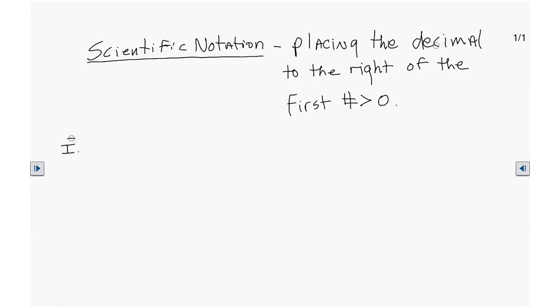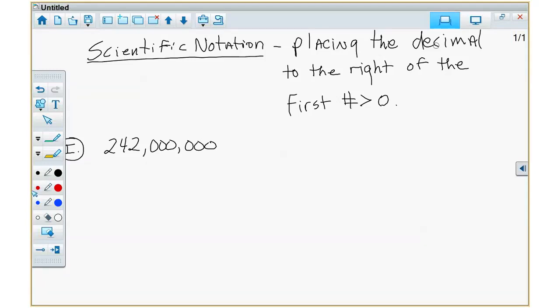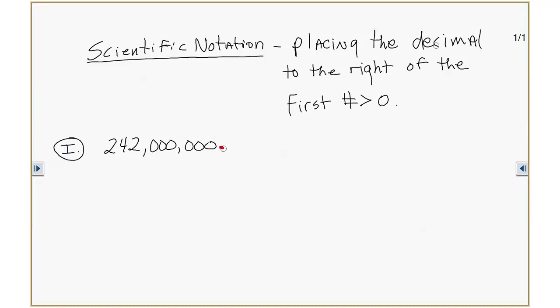The first part is taking a big number, 242 million, and writing it in scientific notation. Now, first of all, on a whole number, the decimal is always to the right of the last digit. So right there is the decimal on a whole number. Now, if you read the definition of scientific notation, it says placing the decimal to the right of the first number greater than zero. Which way do we read? All of us read from left to right. So the first number that's greater than zero is right here. So therefore, we want to put the decimal right there.